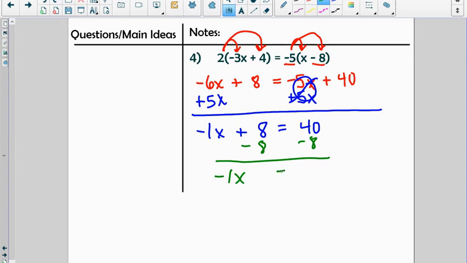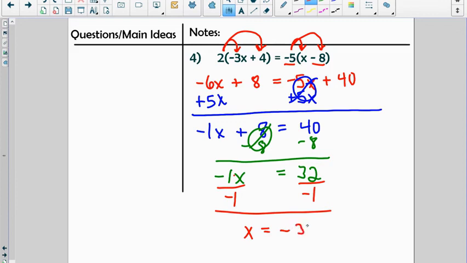That's going to leave me with negative 1x equals 32. My final step is to divide. Since I want to undo a multiplication of negative 1, I divide by negative 1 on both sides, and I get x equals negative 32 as my solution. It's a lot of steps, but we can do this.